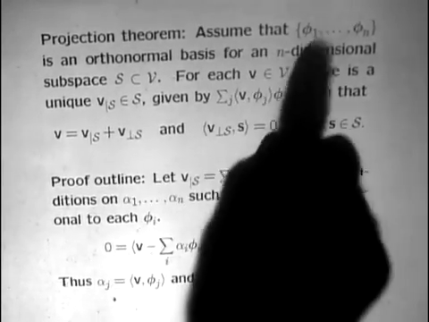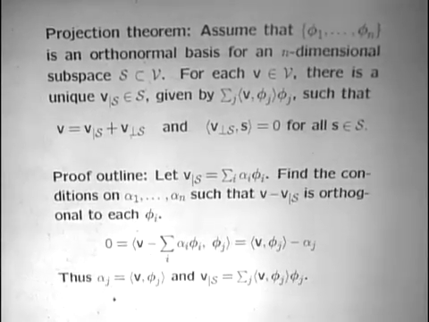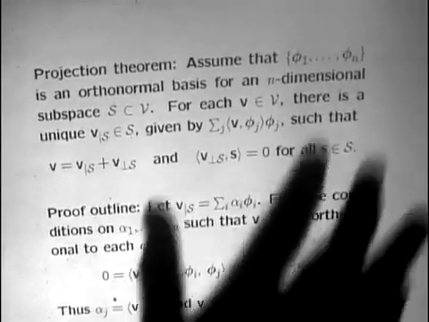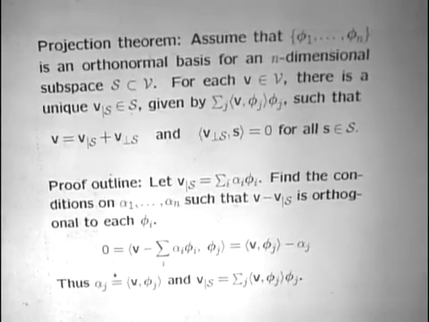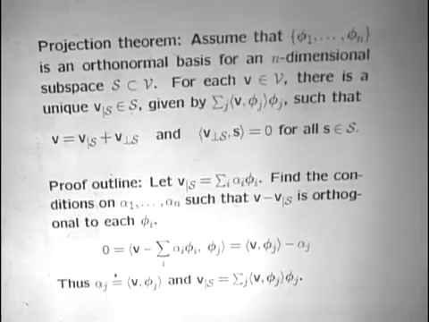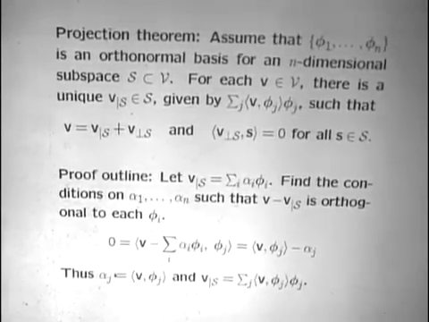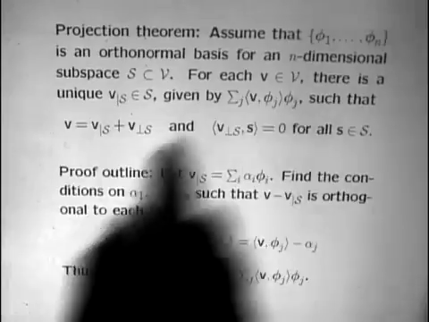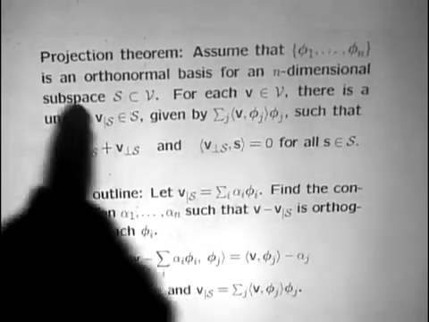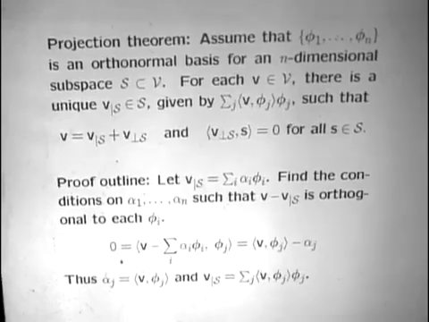Okay, so I'm going to assume that phi 1 to phi sub n is an orthonormal basis for an n-dimensional subspace S, which is a subspace of V. How do I know there is such an orthonormal basis? Well, I don't know that yet, and I'm going to come back to that later. But for the time being, I'm just going to assume that as part of the theorem. Assume I have some particular subspace which has the property that it has an orthonormal basis. So this is an orthonormal basis for this n-dimensional subspace S in V.